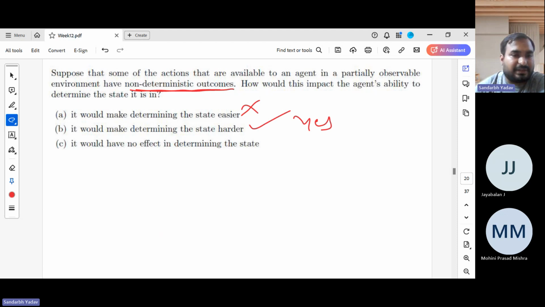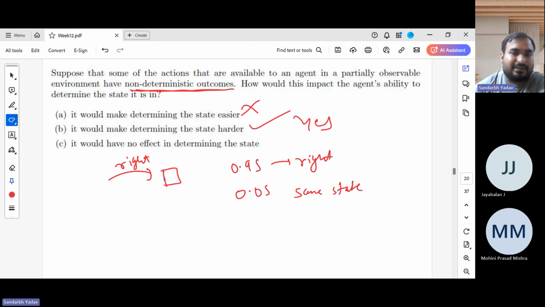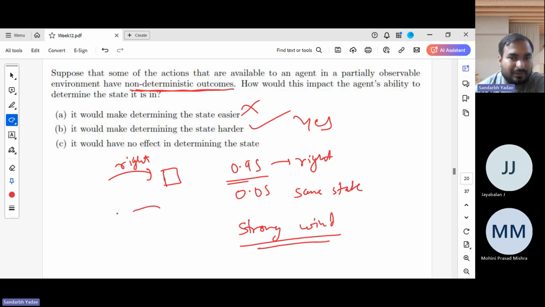And how will this happen? Suppose in the previous example, we were considering the deterministic case, that if you take a right action, then you will go right. But non-deterministic outcomes means if you take the right action, then maybe with probability 0.95 you will actually go right, and with probability 0.05 you might stay in the same state. You can think of it like this: suppose there is very strong wind in some environment and the robot wants to move forward. He has taken the action of putting forward his right leg and wants to move in the forward direction, but the wind made him stay in the same state. So that environment is non-deterministic. There are non-deterministic outcomes there.